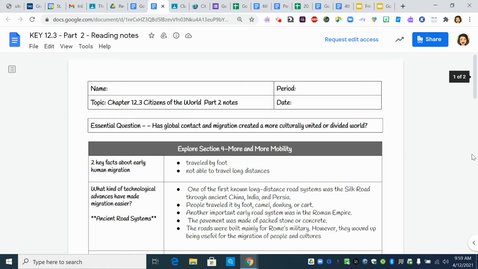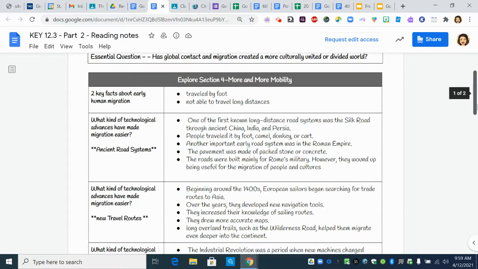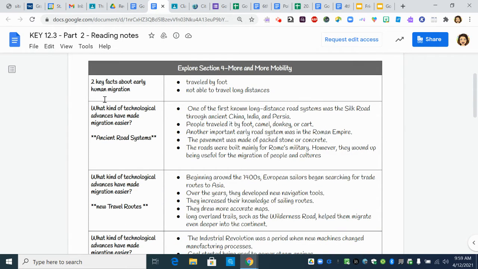Okay, so let's go to our notes. And let's go ahead and start filling in our 2-column notes. So, 2 key facts about early migration. People traveled by foot, and they were not able to travel long distances. What kind of technological advances have made migration easier in regards to ancient road systems? One of the first known long-distance road systems was the Silk Road through ancient China, India, and Persia. People traveled it by foot, camel, donkey, or cart.